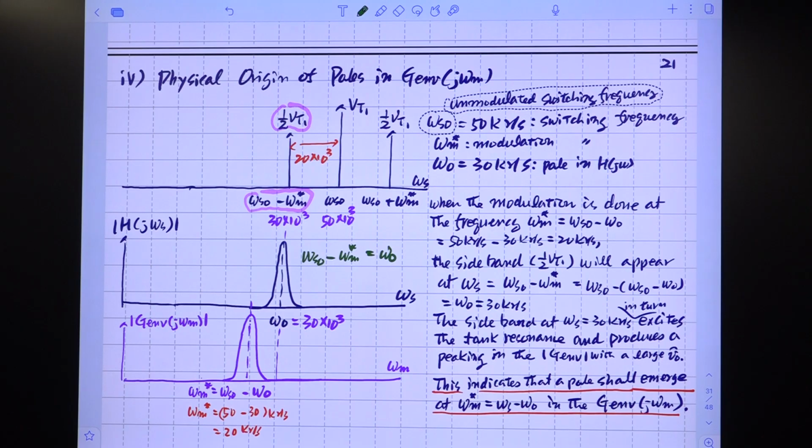So that means at this frequency, omega s minus omega naught, okay? At this frequency, as this frequency, okay?